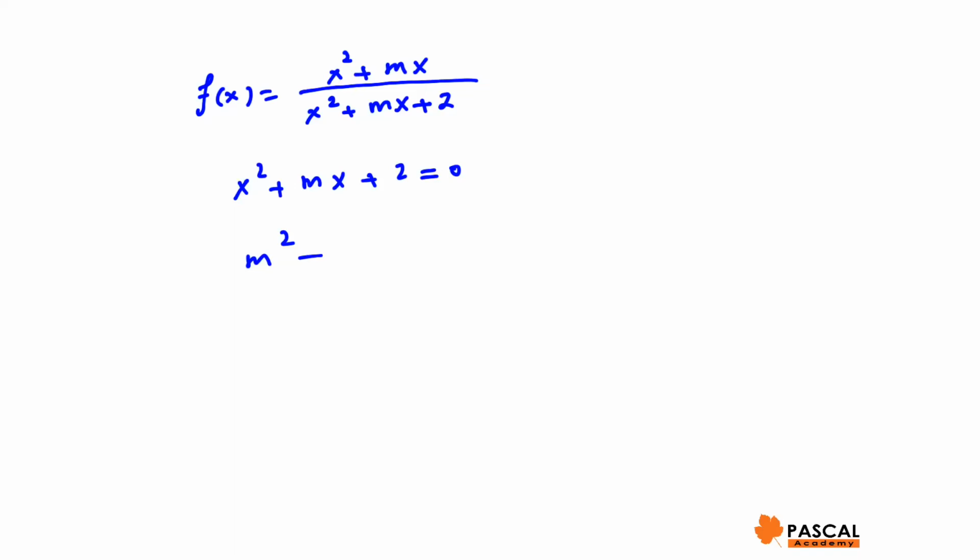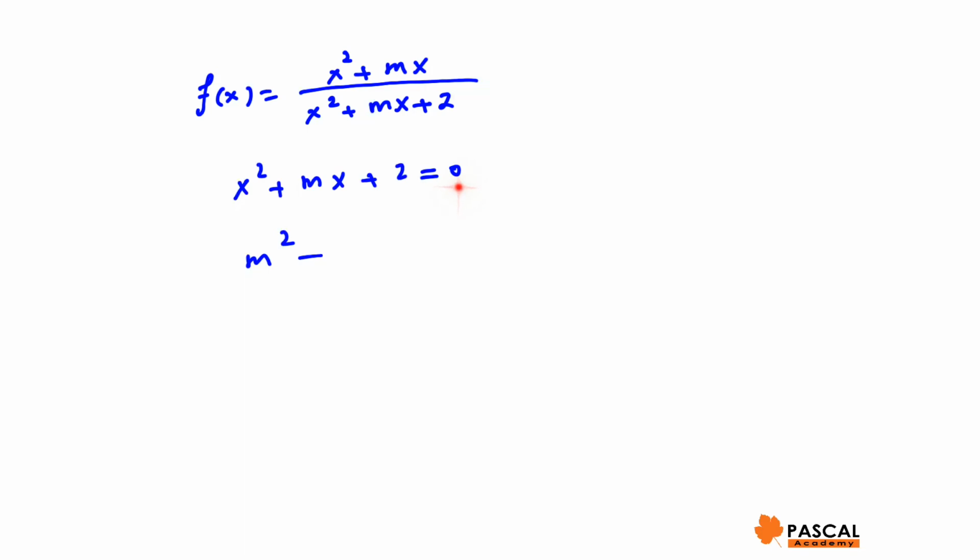For what values of m is f of x equals x² plus mx divided by x² plus mx plus 2 always continuous? We know a rational function is discontinuous when the denominator of the function is 0. Therefore, the given function is always continuous when its denominator has no real roots. The denominator is a quadratic equation.